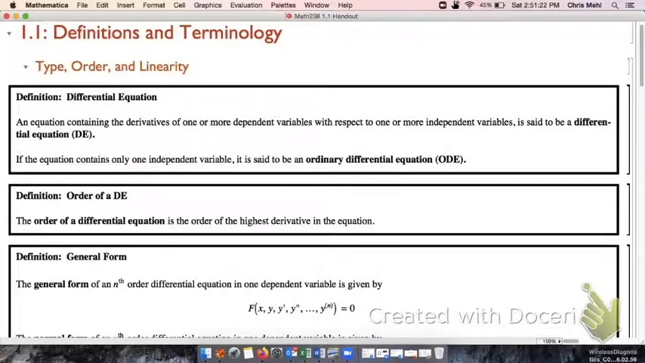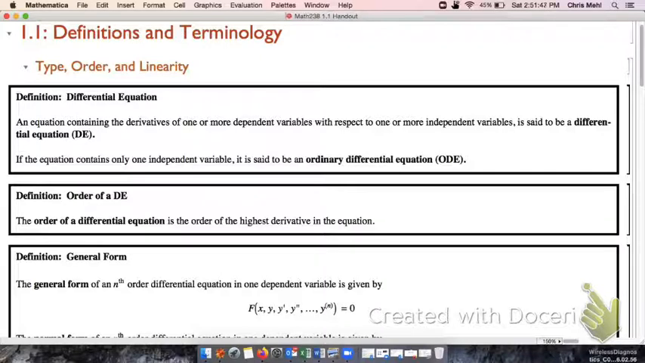There are also what are called partial differential equations, where there's one or more dependent variables and two or more independent variables. There you would be studying partial differential equations. We're not going to do much of that, if any of that, this quarter. We're going to mainly be studying ODEs.